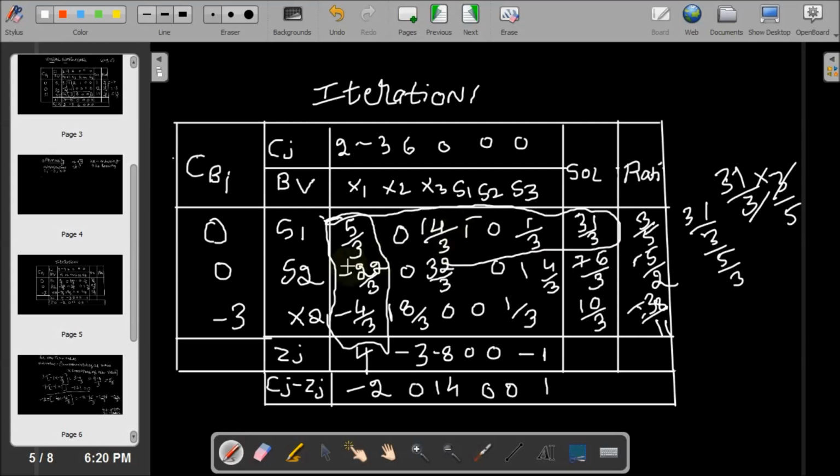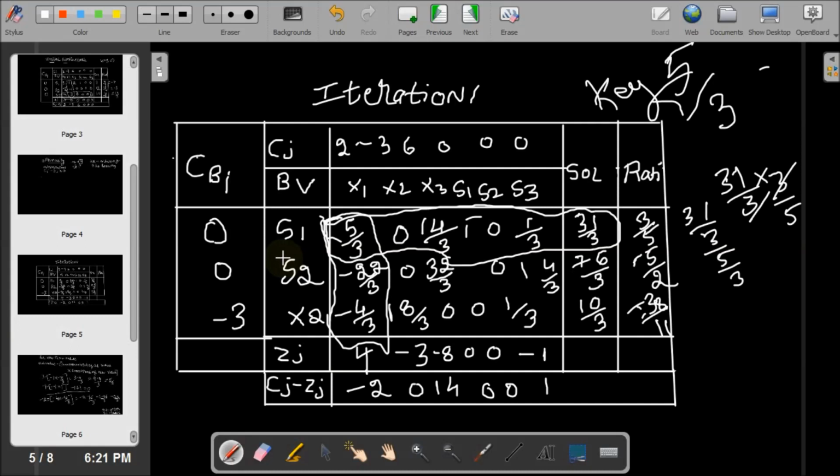So what is the intersection key element? 5 by 3 is the key element. Sorry for the handwriting, guys. So this is my key element, 5 by 3.